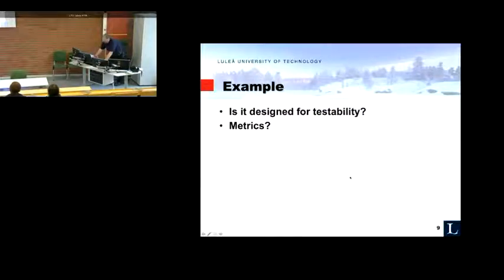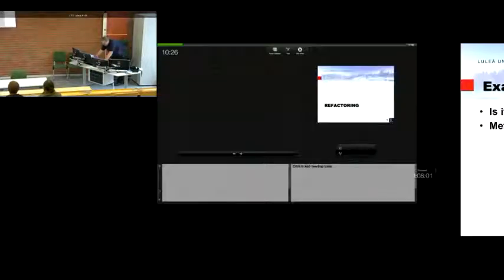So one of the questions I would like to ask when you look at the code is whether it's designed to be testable. We use that as methods, right? It's a design quality or quality attribute. Is it testable? So let's have a look, and I'll get back to that question in a moment.